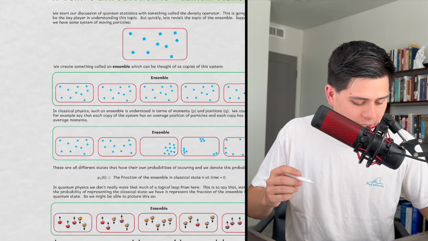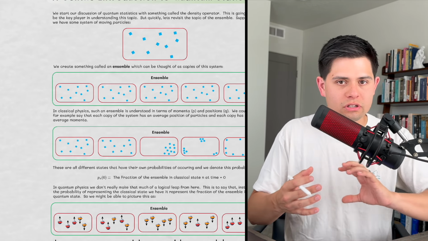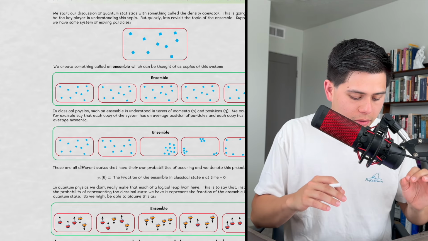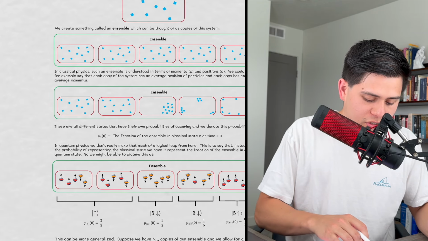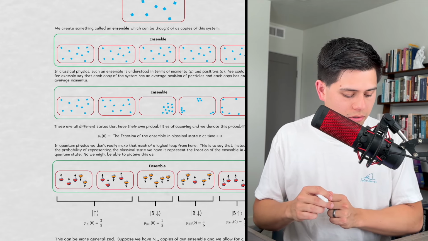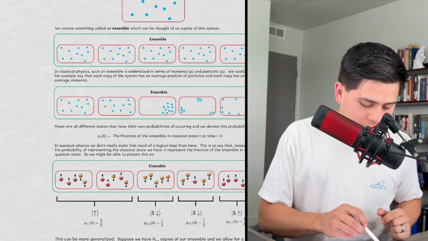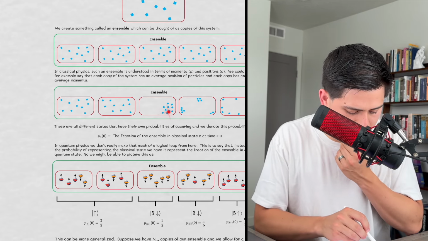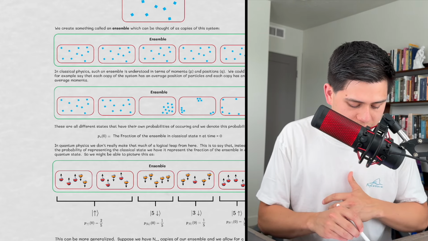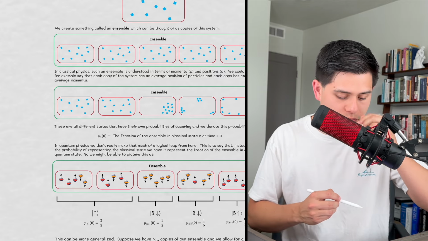Well, in classical physics, such an ensemble is understood in terms of momenta and positions of the particles in the system. We could, for example, say that each copy of the system has an average position of particles, and each copy has an average momenta also. So we have this copy here and this copy. These look the same, but then we have this one. The particles seem to congregate in the corner. We have this copy of the system in which the states are clustered in different regions as well.